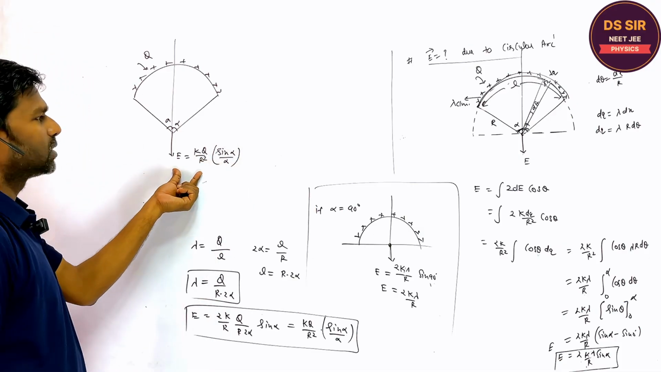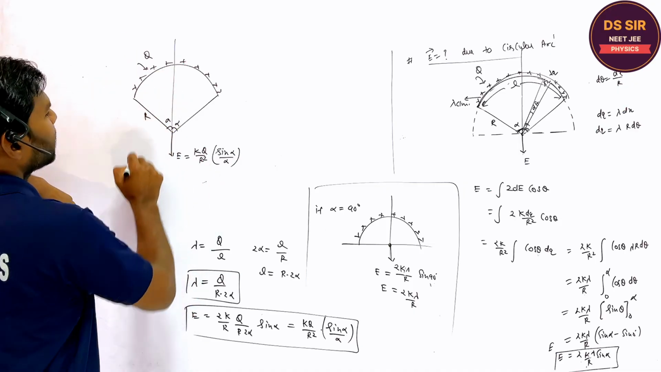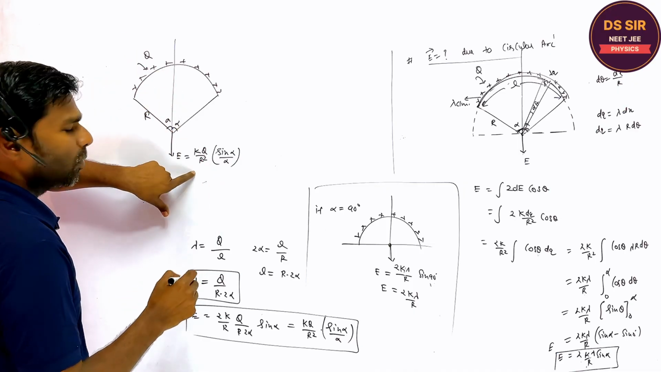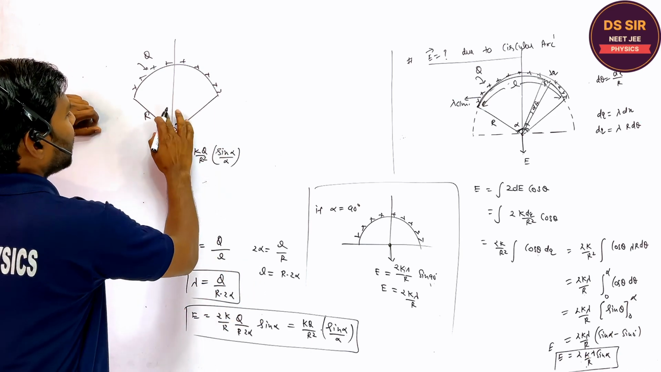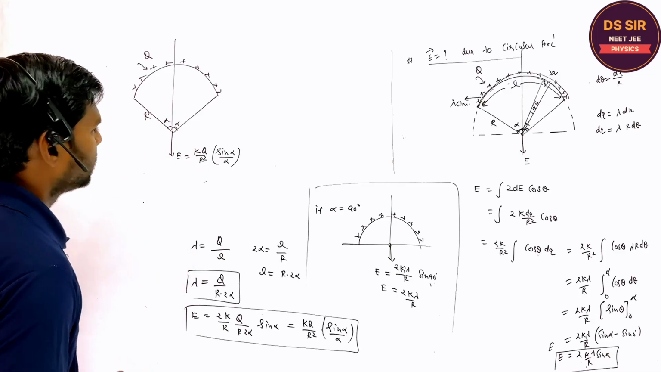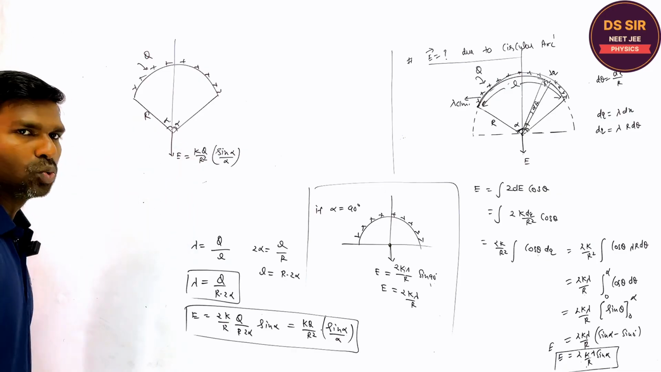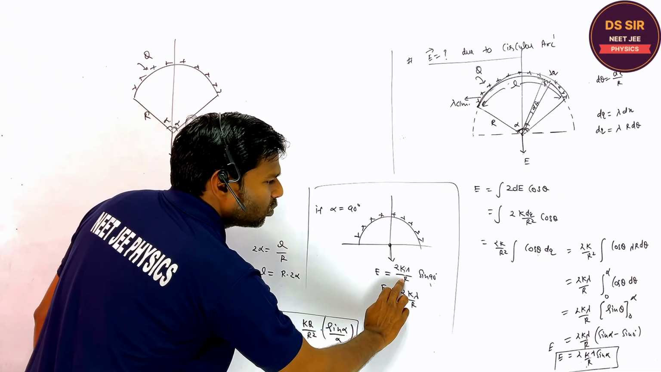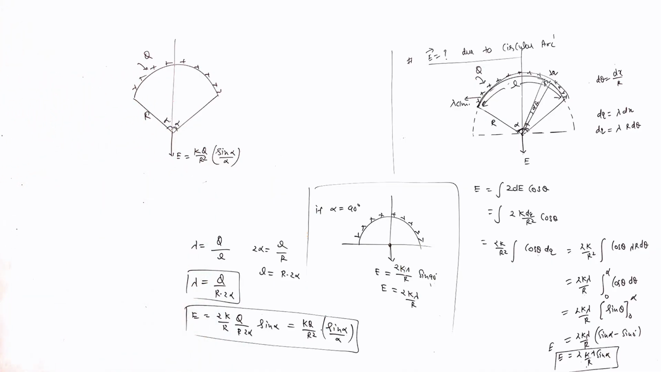This is also used sometime. Kq upon r square, q is the charge, r is the radius. At the center, kq upon r square is very simple to remember, and sine alpha upon alpha. What is alpha? You have to remember this is the angle alpha. All right, copy this. Right, first copy this, then in terms of q you may write, but it is better to remember in terms of lambda, right? You can copy now.